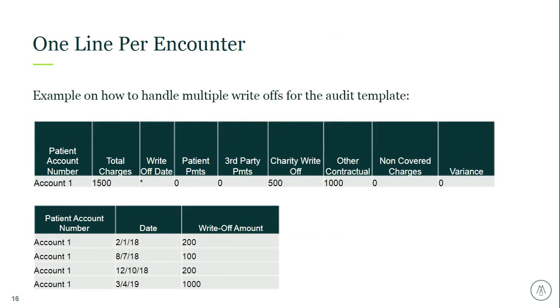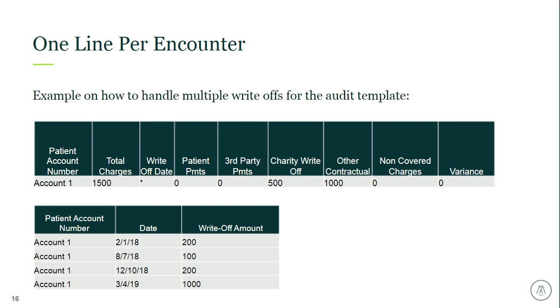So moving on to how to handle multiple write-offs. Many times an account has multiple write-off dates. In addition, they could span across multiple cost reporting periods. For the audit template request, each patient account recorded should be summarized. It states to roll up each account into one cohesive horizontal line of data.